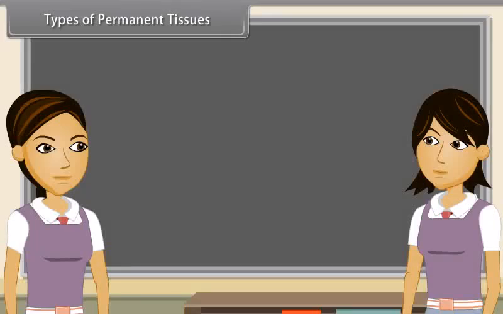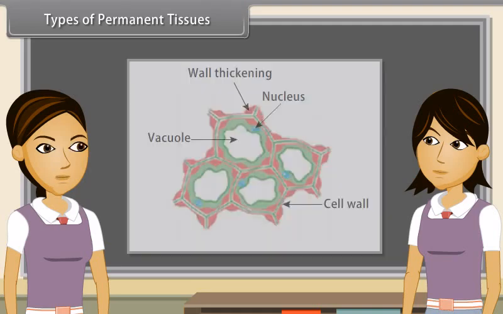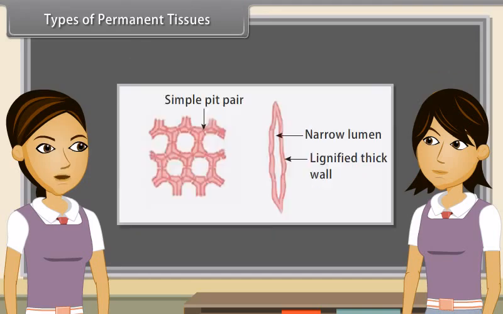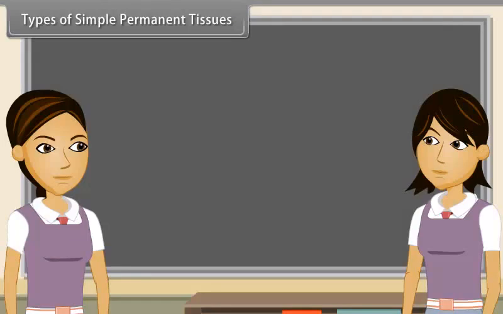Activity. We can see by an activity that there are different types of cells in plants. Take a plant stem and cut a thin section. Then stain it with safranin and keep it on a slide with a drop of glycerine and cover it with a cover slip. Observe it under a microscope. We can see various types of cells and their arrangement.